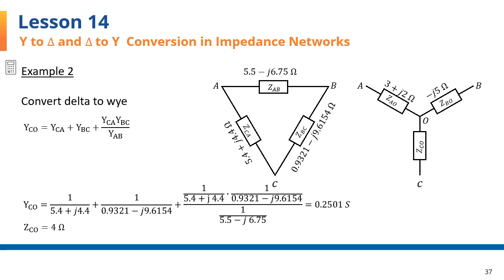There's a little bit of rounding error, so actually this number should have been exactly 0.25 Siemens. And its inverse would be 4 ohm, which is what we expected it to be, because remember we had the answers already.